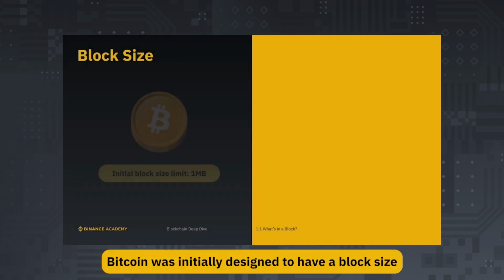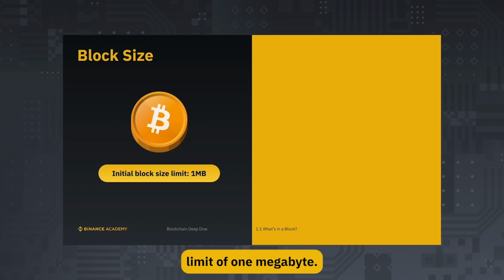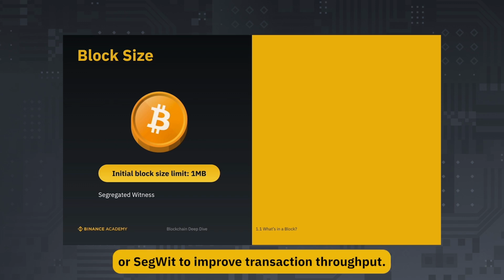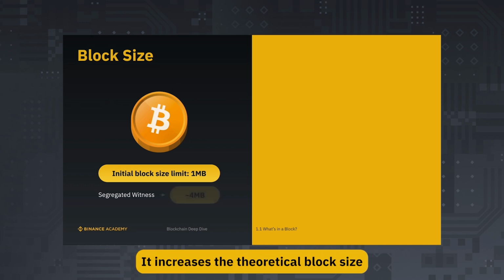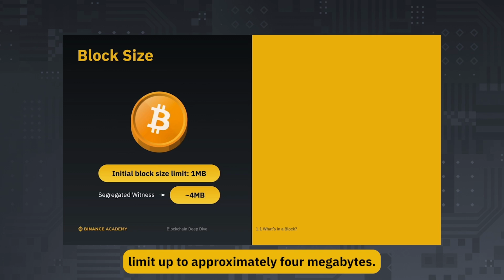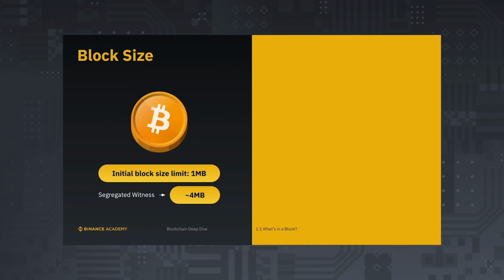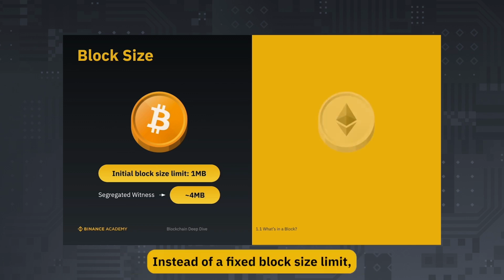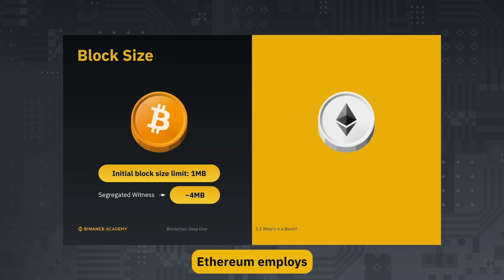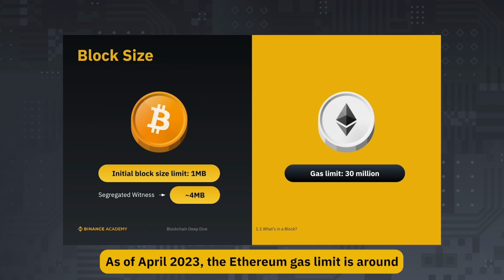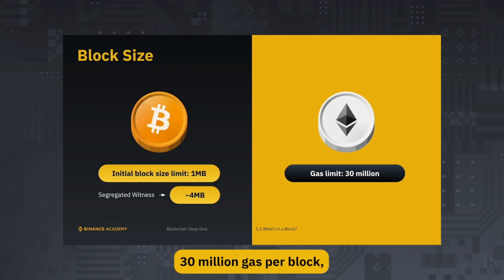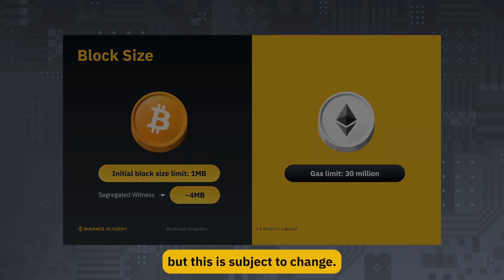Bitcoin was initially designed to have a block size limit of 1 megabyte. In 2017, Bitcoin implemented an upgrade called Segregated Witness, or SegWit, to improve transaction throughput. It increases the theoretical block size limit up to approximately 4 megabytes. Instead of a fixed block size limit, Ethereum employs a dynamic limit based on a parameter called gas limit. As of April 2023, the Ethereum gas limit is around 30 million gas per block, but this is subject to change.